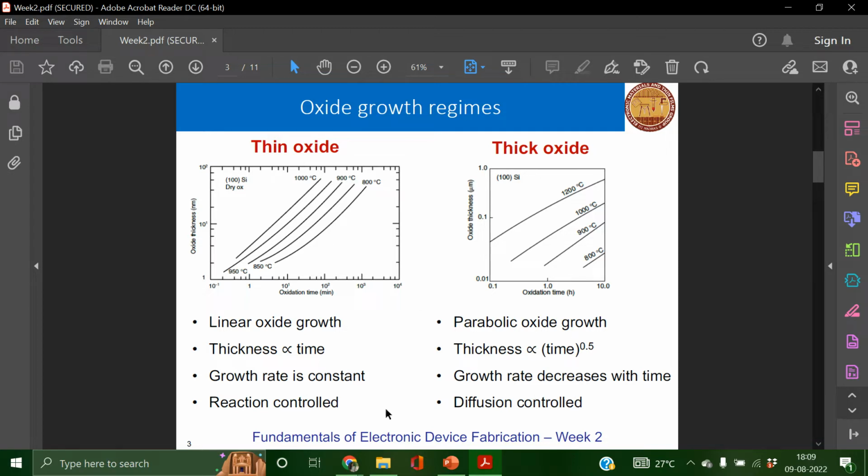What is meant by diffusion control and reaction control? Reaction control means that the diffusing species, that is the gas coming from outside, reacting with the silicon is the process that controls the oxide formation. On the other hand, in case of thick oxide, the diffusion rate of the species from the outside onto the silicon substrate will control the oxide formation.